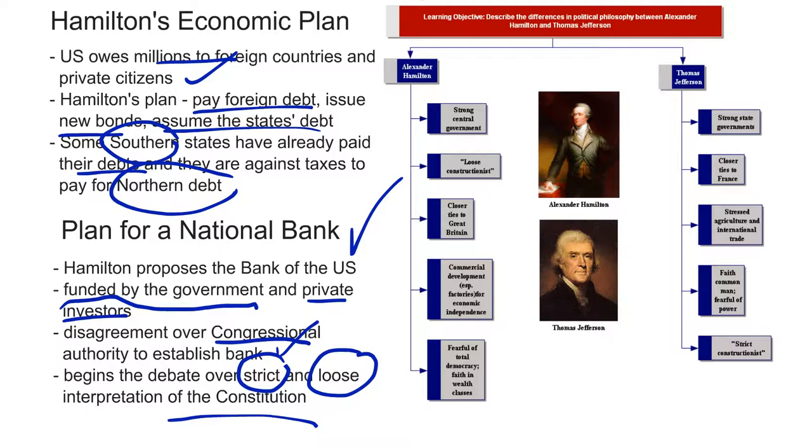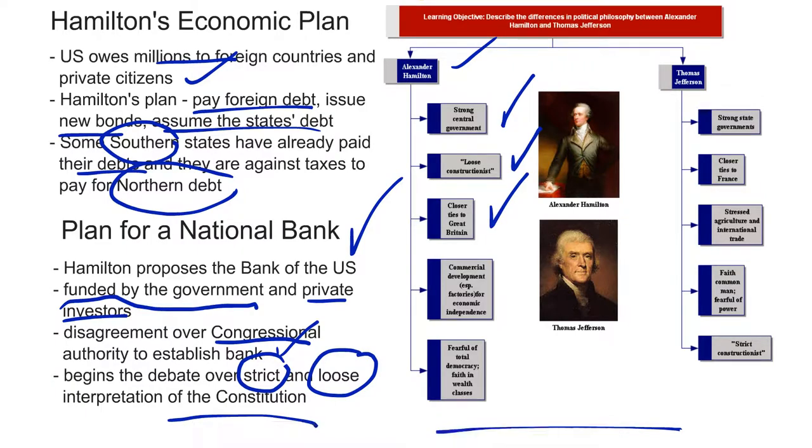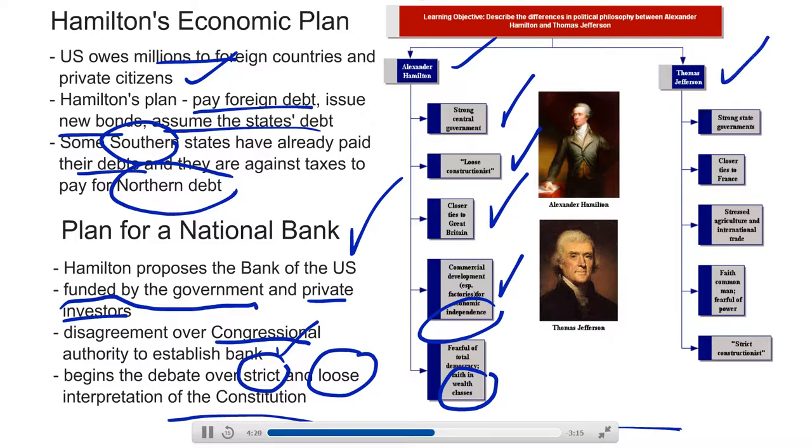To compare the views of Alexander Hamilton and Thomas Jefferson, we can look at this graphic. Alexander Hamilton was for a strong central government. He was a loose constructionist. He wanted to have closer ties to Great Britain. He wanted to see commercial development, especially factories, for economic independence. He was fearful of a total democracy, and he put his faith in the wealthy classes.